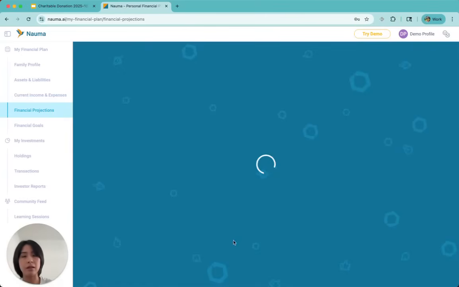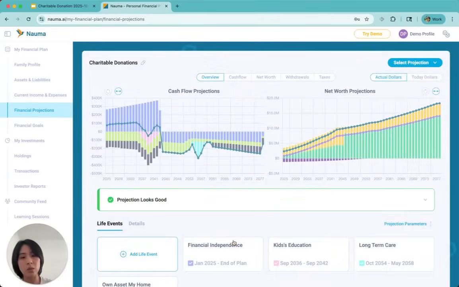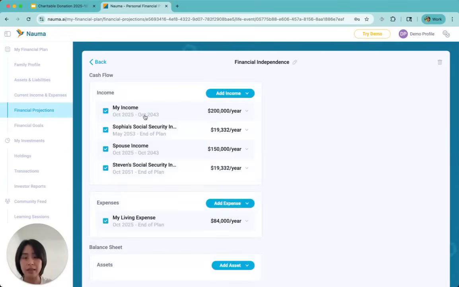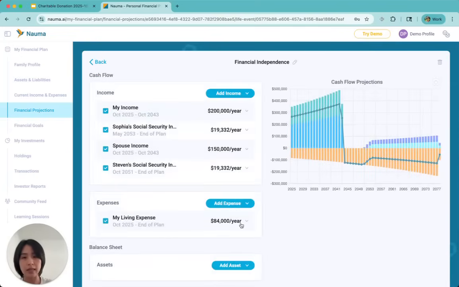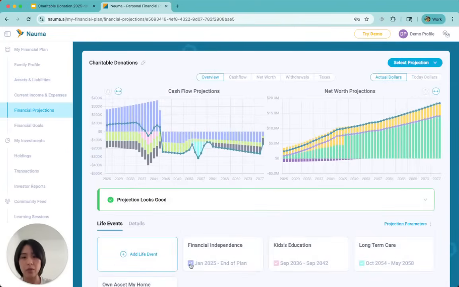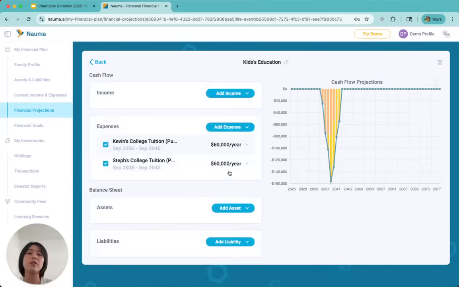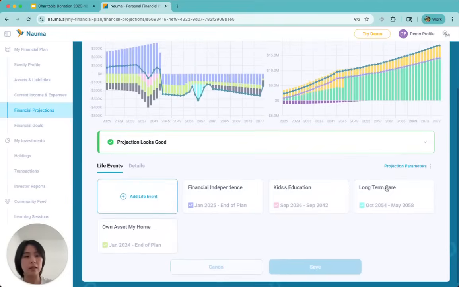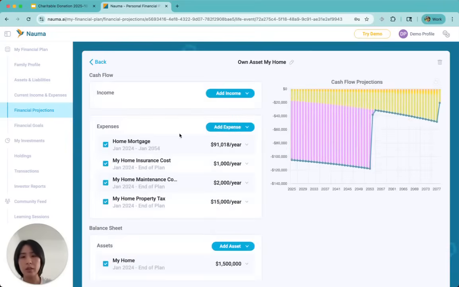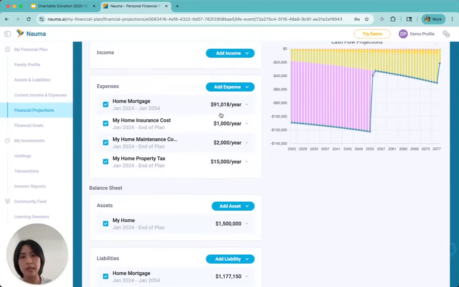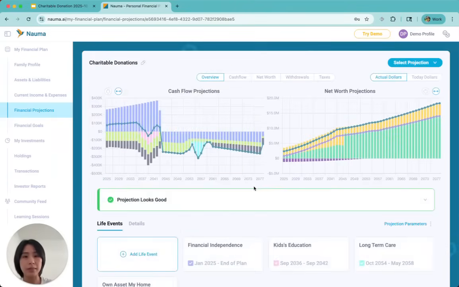Now let's take a look at their financial projection. It's quite simple. They have financial independence that has all the incomes, including the future incomes and expenses. That's this purple bar right here. And then kids' college, they have 2 kids. They assume that they will pay for the college when it comes. And there's long-term care and own home. Owning their primary home also involves paying for the mortgage, some maintenance cost, and the property tax. So that's the baseline. On the left side, we can see the cash flow projection, and on the right side, we can see the net worth projection.